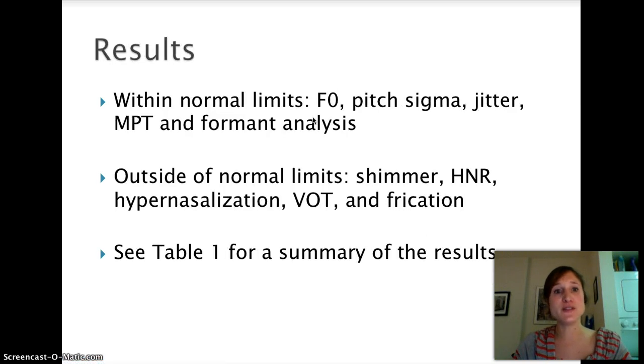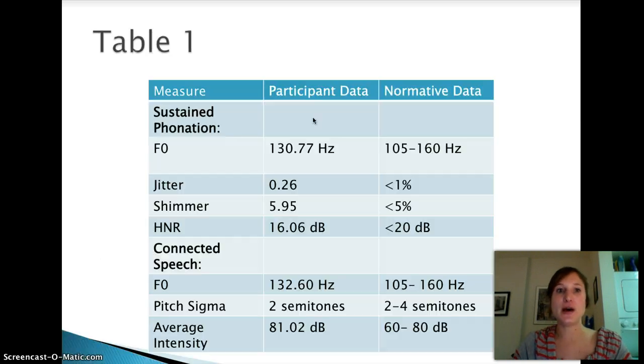So a summary of the results is several of the acoustic measures were within normative limits for the participant's age and gender. However, many measures such as voice quality and articulation were outside of the normative limits. So this table summarizes the results.